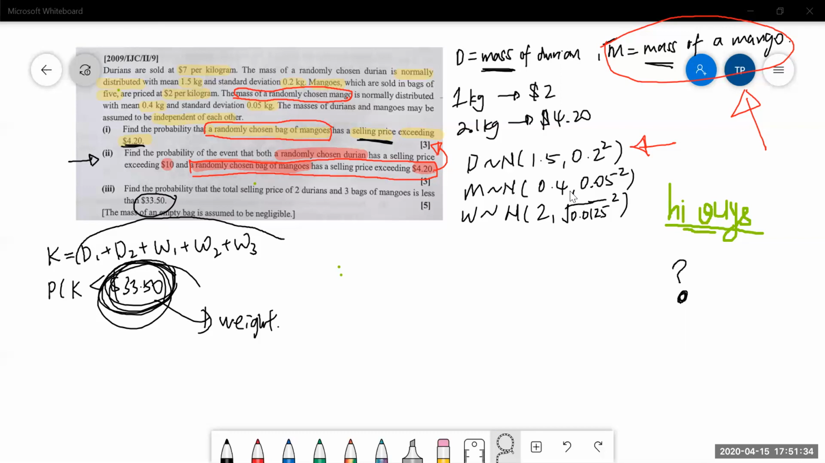10.5? See, I told you I'm correct. No, what is 10.5? It's the individual mass of the durian. Basically, because one bag has 5, right? And so the total mass of the bag will be 2. So you just take 33.50 minus 4 times 3, then divide by 2 to find the individual mass of the durians. You get it?